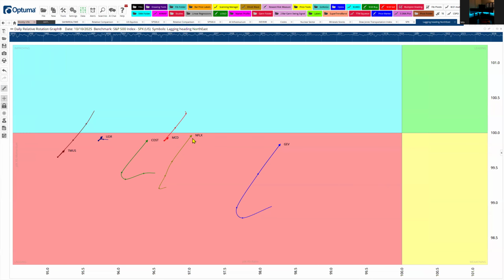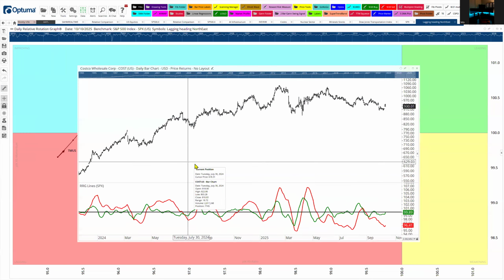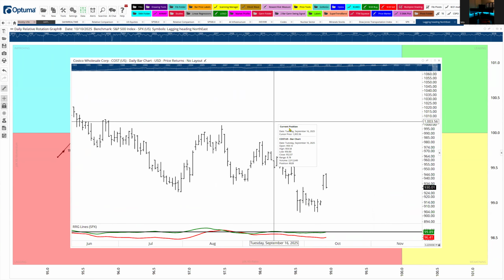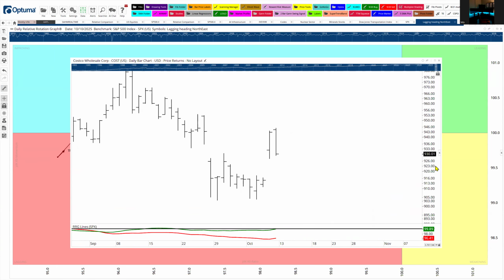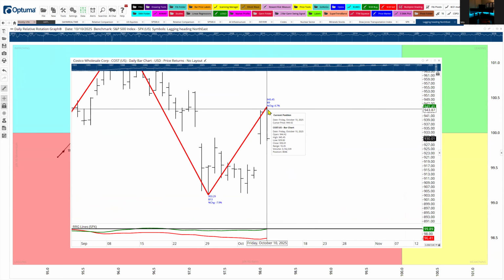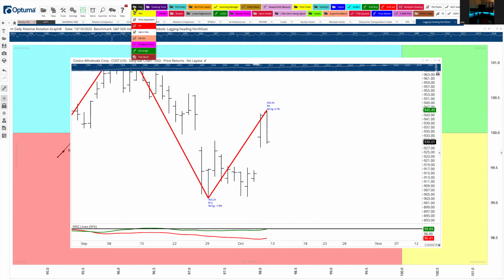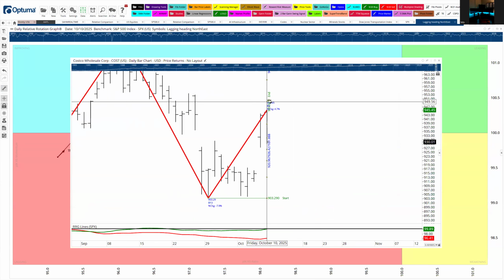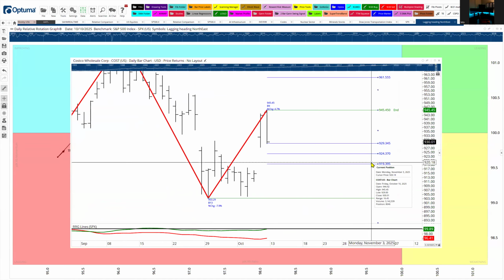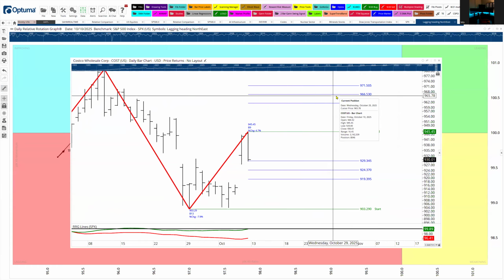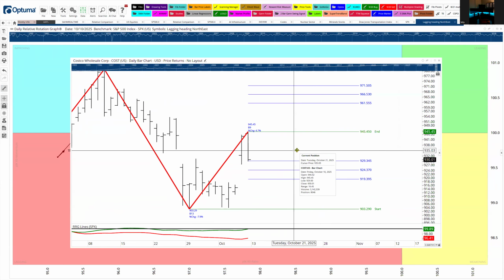So it's a little easy. Open up the chart. You don't need anything else. So what you need to do now is take this swing, the swing low to this high. That's it. This is the zone. This is the upside.